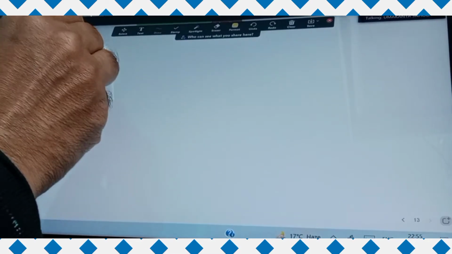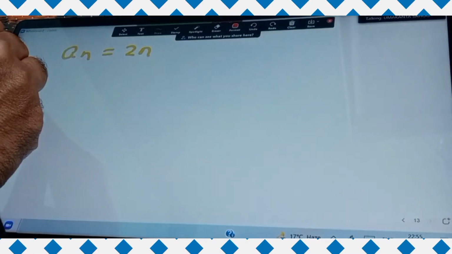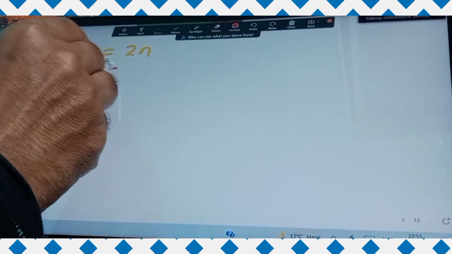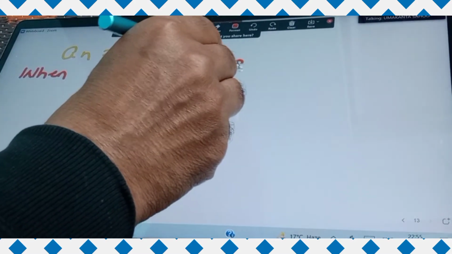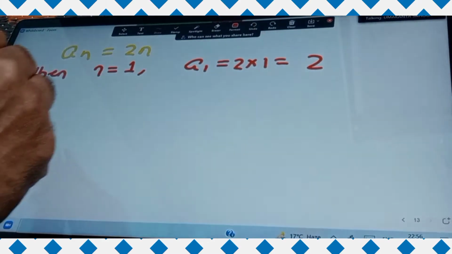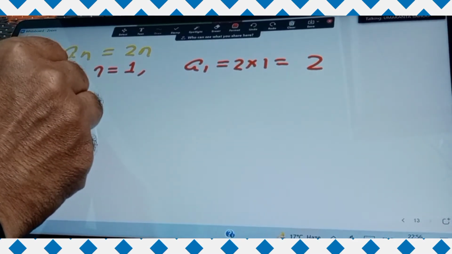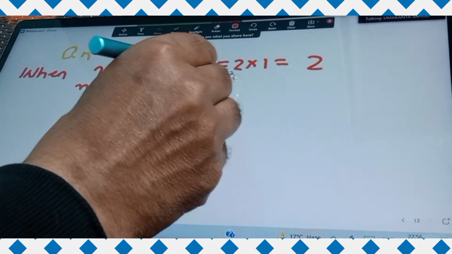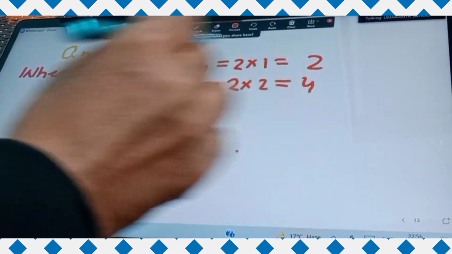An is equal to 2n. Yes or no? Let us check. When n is equal to 1, we shall get the first term a1, which is 2 into 1, which is 2. We are getting the first term. Similarly, when n is equal to 2, we shall get the second term a2, which is 2 into 2, which is 4. So we are getting the set of even natural numbers.